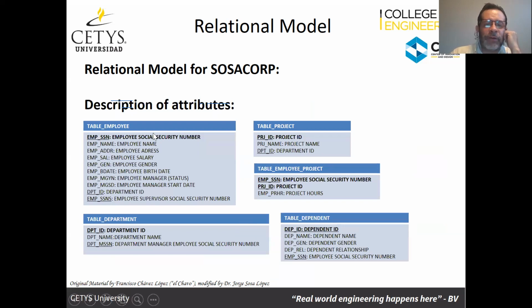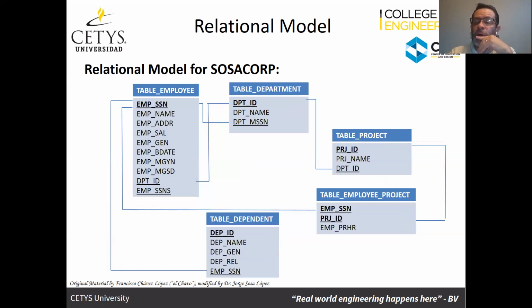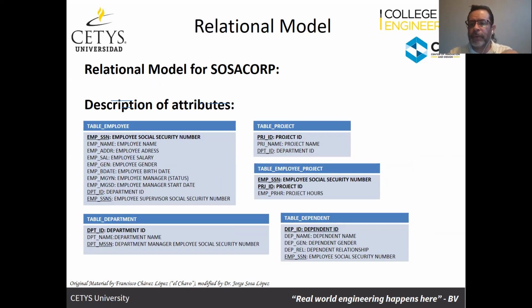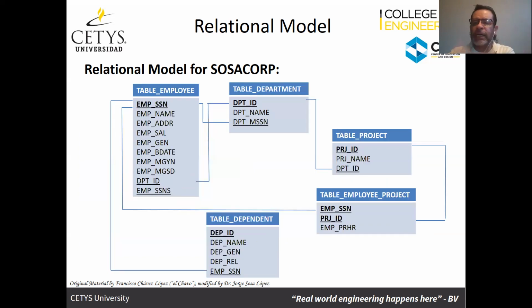Lastly, here's the description of the attributes, where we explain what each attribute is. And so this is the SOSA Corp example that we want to implement in Microsoft Access. From now on, we're going to really focus on this slide and this slide. I'm going to be jumping from Microsoft Access to these slides because they're going to be the reference of what we're going to do in Microsoft Access.